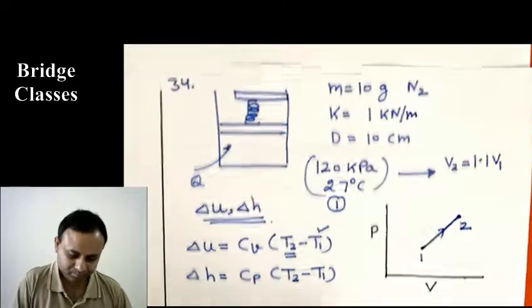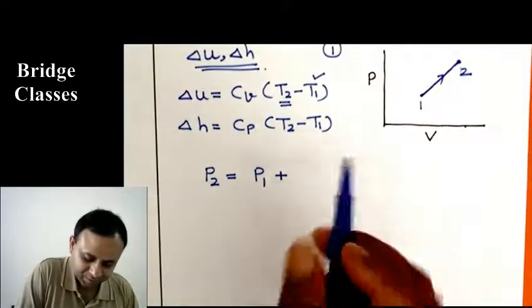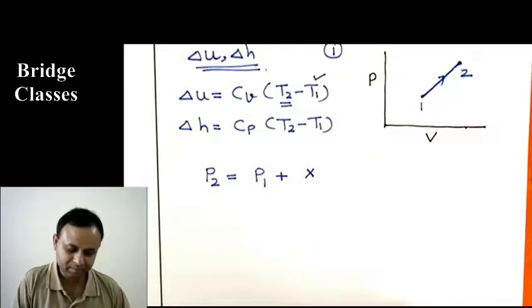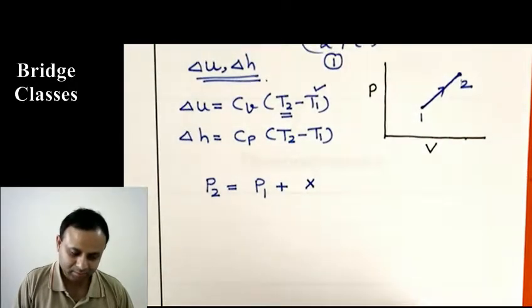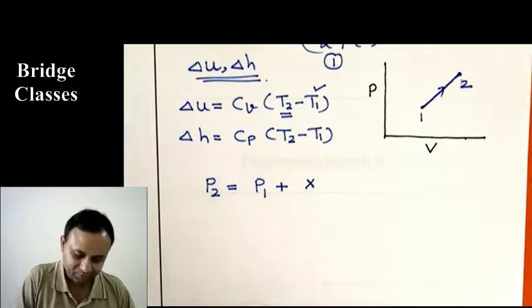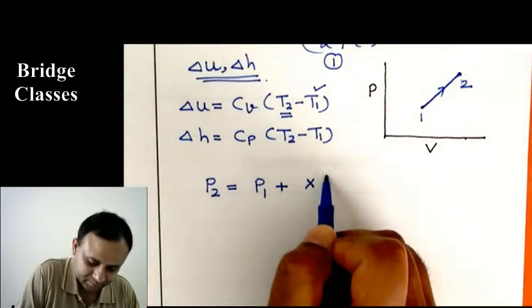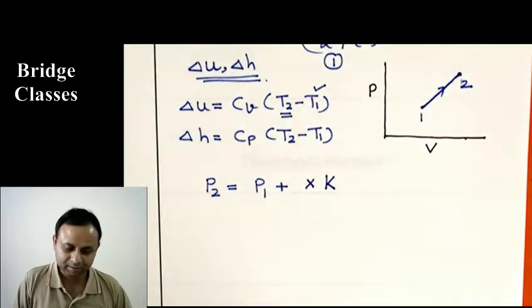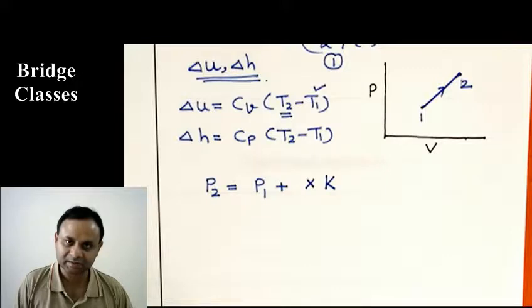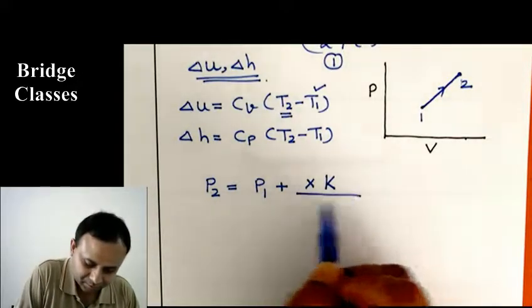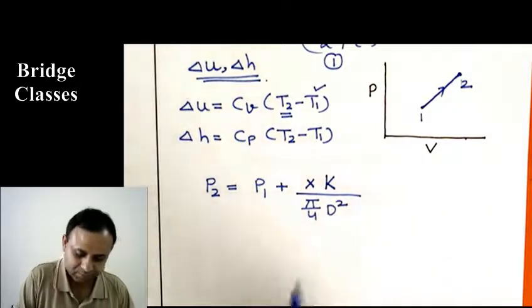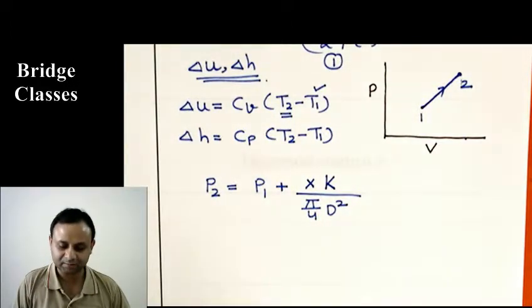If, let us say, the compression of this spring is X, then the force because of that on the piston will be Kx. So this is force, and force per unit area, that will be like a pressure because of that spring, will be this per unit area, so pi by 4 d square. Okay, so this will be the final pressure.